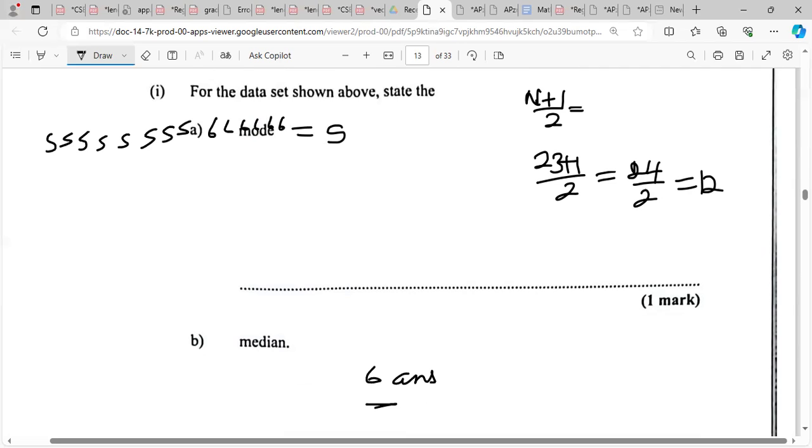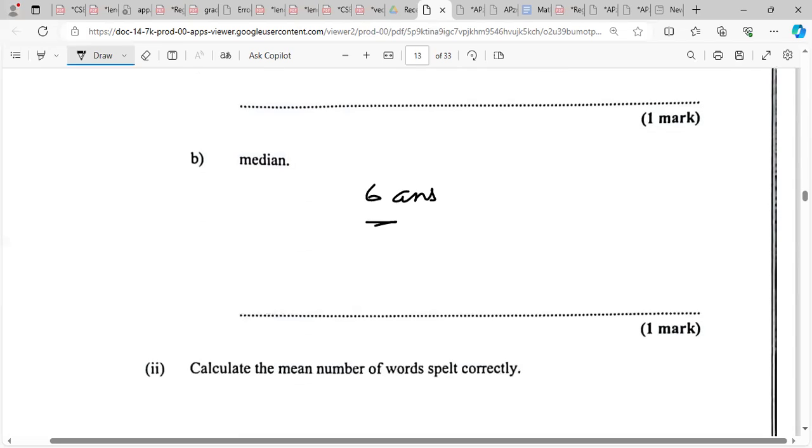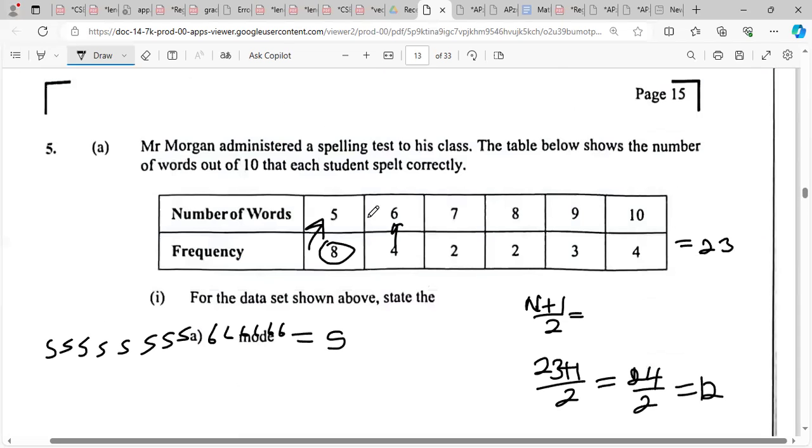Alright, let me see what's next. It says calculate the mean of the number of words spelled correctly. Now for the mean, we have to multiply each one of them here. So this times this, this times this, this times this. So 5 times 8 is 40. 6 times 4 is 24. 7 times 2 is 14. 8 times 2 is 16. 9 times 3 is 27. And then the total frequency was 23, so we divide by 23.